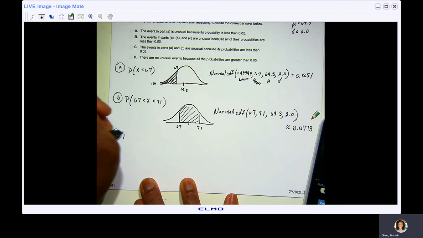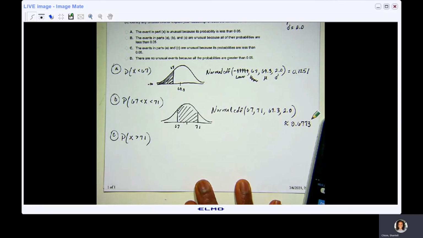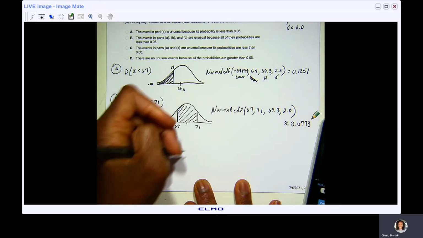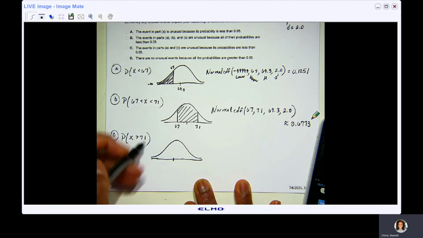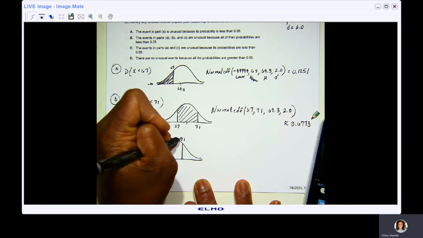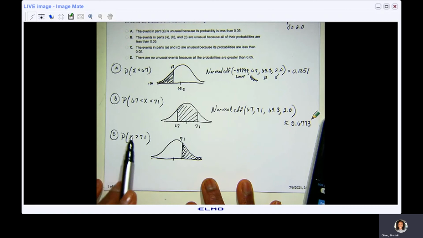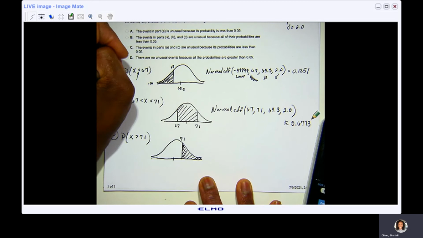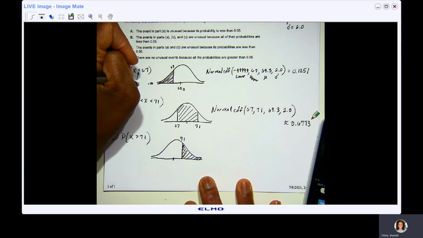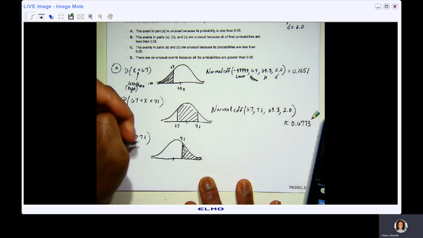Part C, one more here. Probability that X is greater than 71. So I'll show you a quick picture here. Your mean is there at the center, 71 is bigger than the mean, so I'm going to put it here. And greater than 71 means we're shading to the right this time. So greater than, shade to the right. Less than, shade to the left. If it helps, think about less than, left, LL.